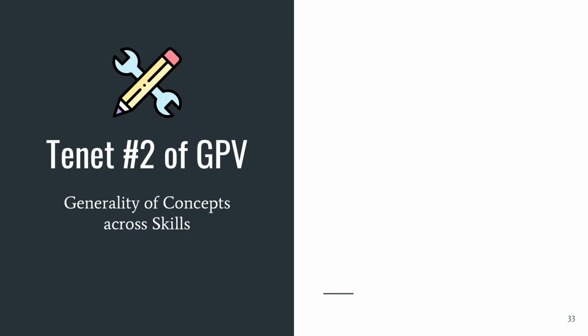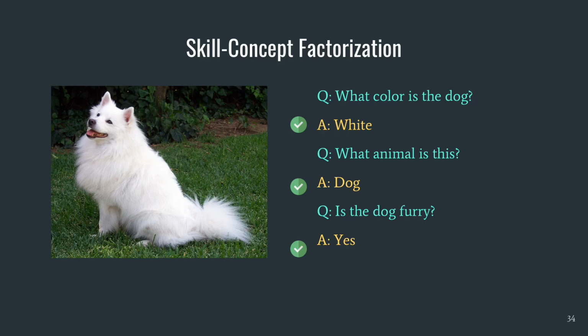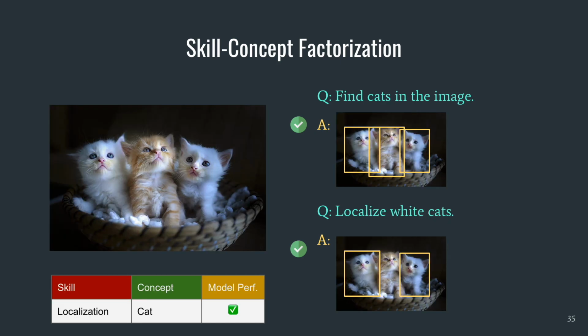The second tenet of GPV is generality of concepts across skills, which says that a general-purpose architecture should be able to perform tasks in novel skill-concept combinations. To understand the second tenet, we need to understand the idea of skill-concept factorization. Let's say a model does well on answering visual questions about dogs. We can then say that the model has learned the skill of VQA for the concept dog. Similarly, if a model is able to localize cats, we could say that the model has learned the skill of localization for the concept cat.